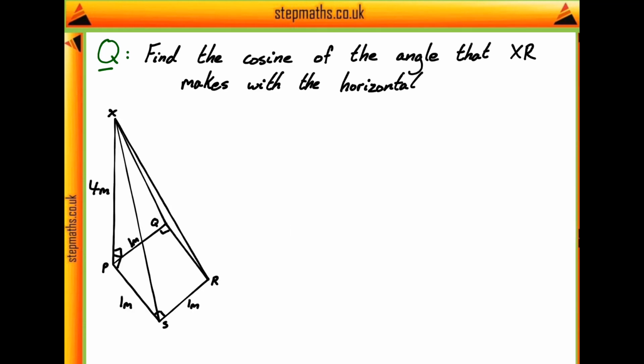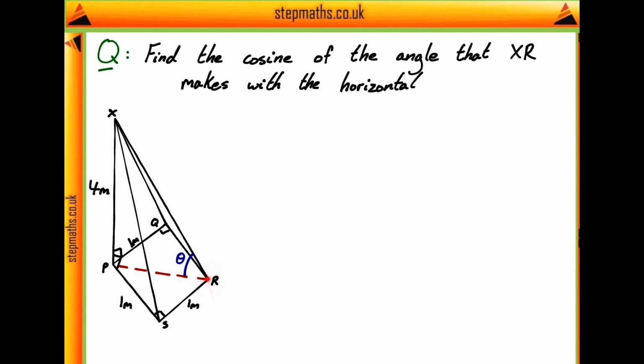Okay, so to do this question, let's first of all think about what we're actually being asked: the cosine of the angle that XR makes with the horizontal. Well, what actually is that? The horizontal is just going to be going across, and it's the angle that XR makes with the horizontal. So we could draw a horizontal up at X and find the angle in there, or we could do the same thing at R down here at the bottom. I'm going to choose the bottom because I think it's a bit easier to visualise, but you'd be just as well to do it up here at the top and find the angle in there.